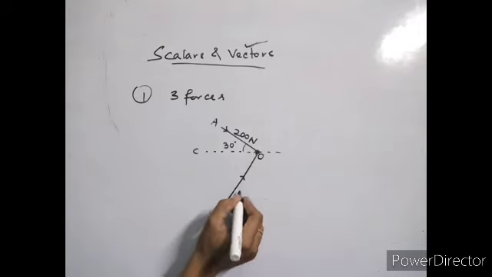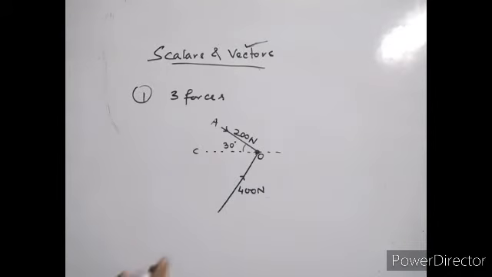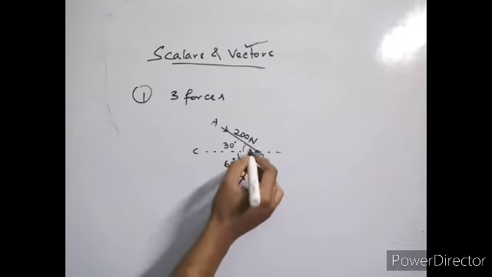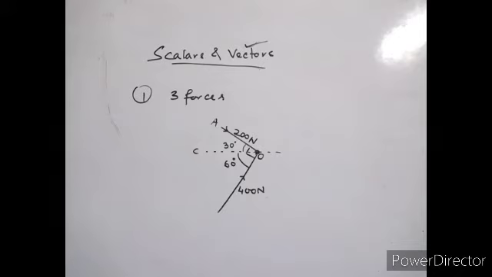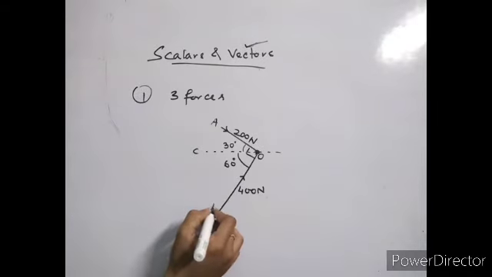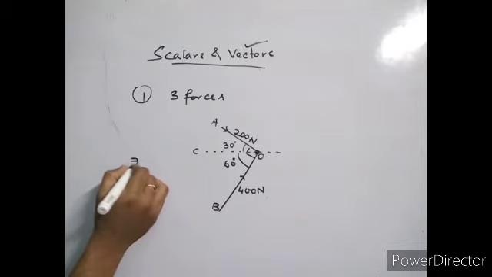Now there's another vector of 400 newtons, the second vector, and that is acting at an angle 60 degrees, such that A and the second vector, let us say it starts from the point B, they are making an angle of 90 degrees with respect to one another.